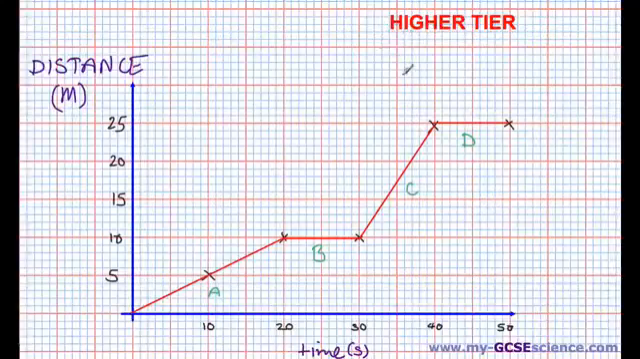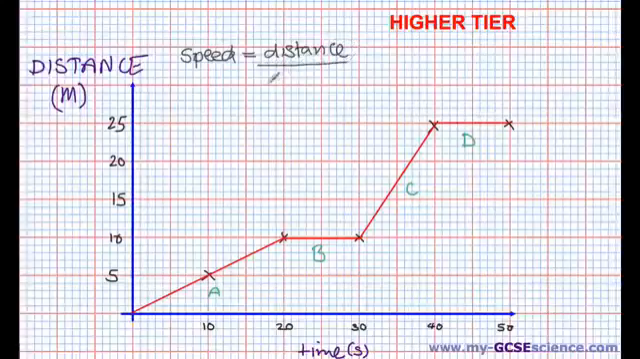So if you're doing the higher tier, this will be useful for you. And the way we can do this is to look at the different sections of the graph and do a little calculations, and we can work out the speed. So firstly we need to know the formula. Speed is equal to distance divided by time. Okay, the distance is in meters and the time is in seconds, and you can do a calculation for the different parts of the graph to work out the speed.